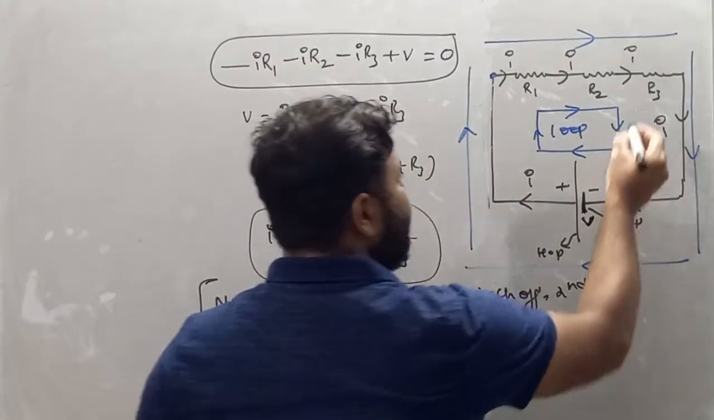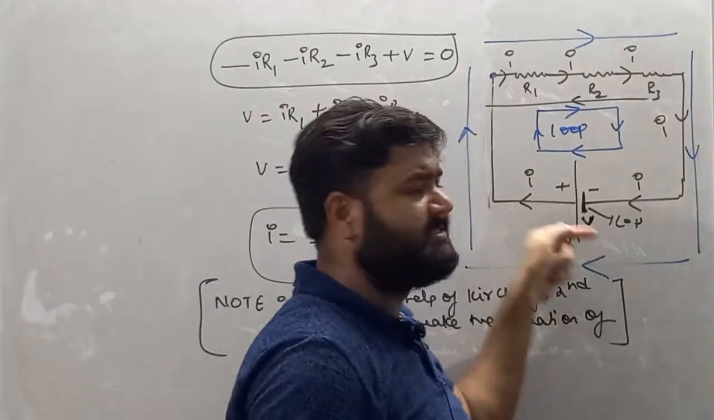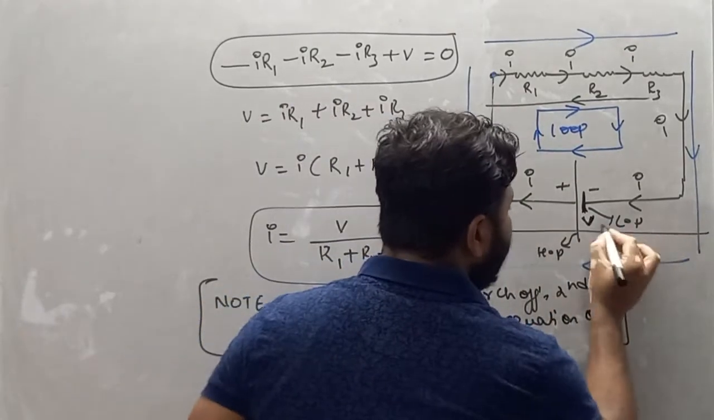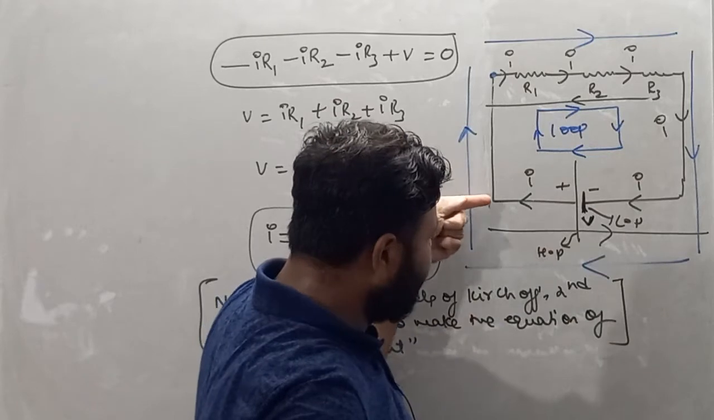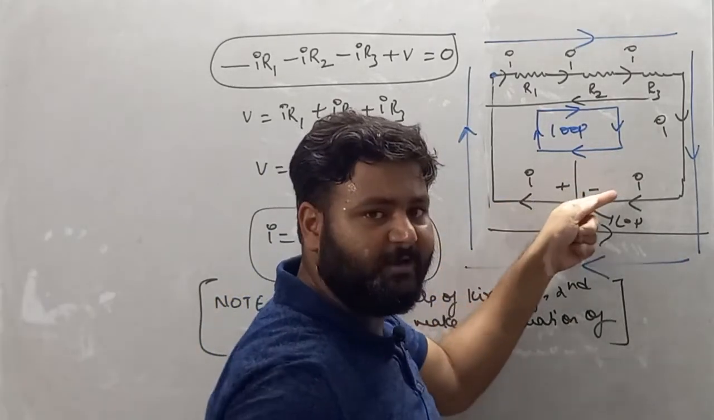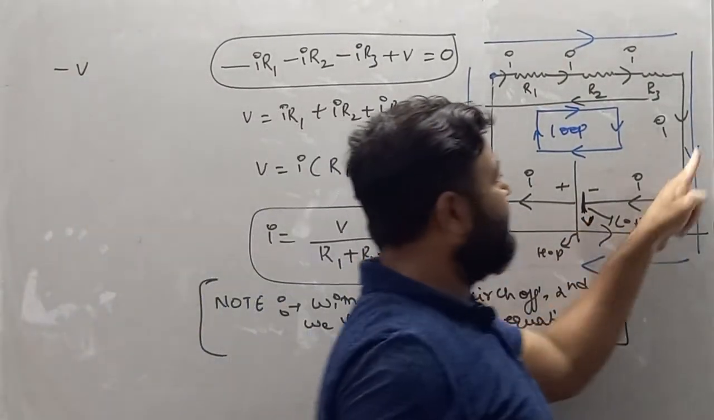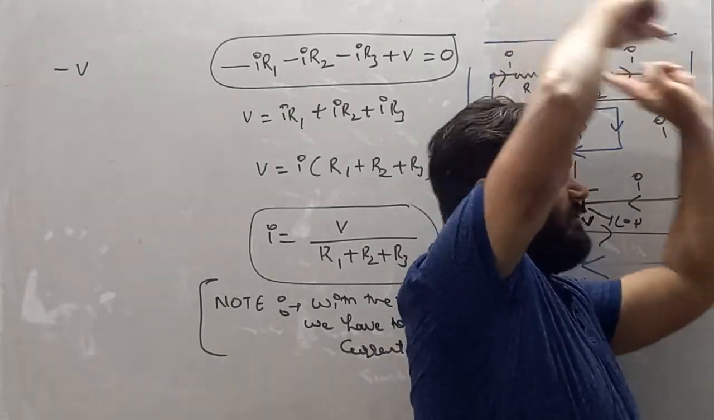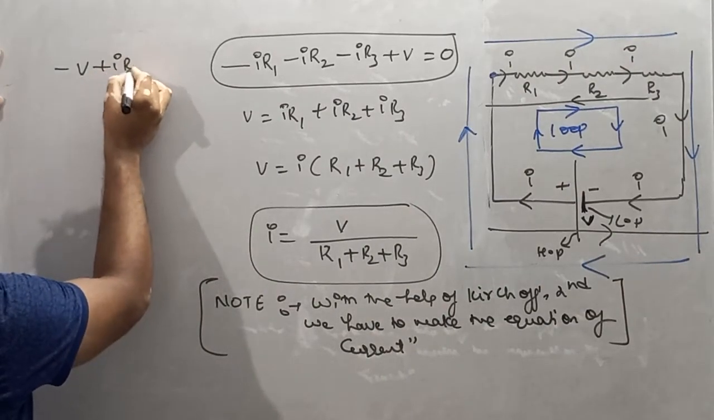So if I am moving like this, then the answer must be same, dear student. Either you will move clockwise or anti-clockwise, the answer must be same. So check it out. If I am moving anti-clockwise, I am moving from this point, plus to minus. It means higher to lower, potential is decreasing. I'll write minus V. Moving forward, now see, my direction and current direction is opposite. So if current and my direction is opposite, we'll write plus IR3.